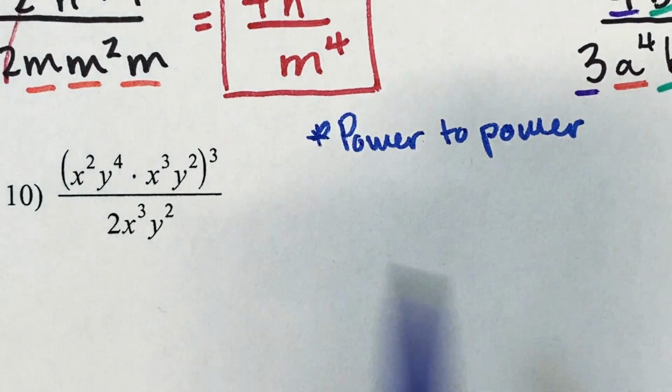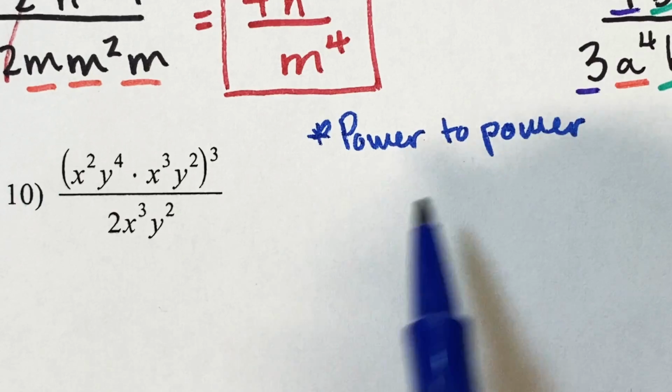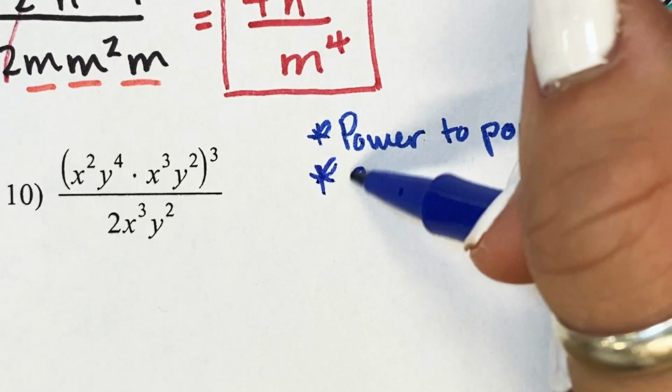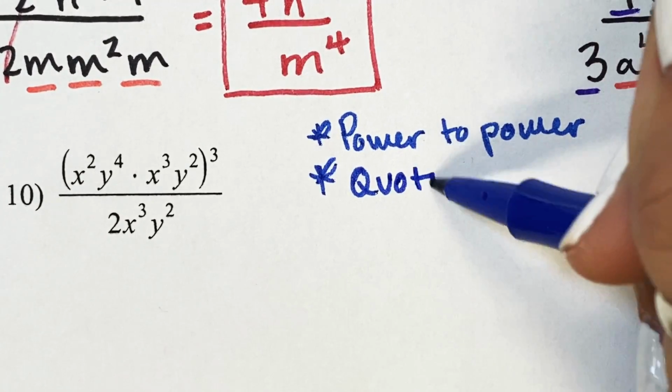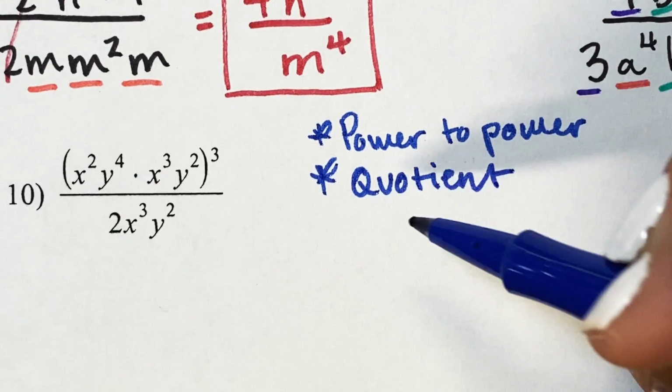Okay, so we know that parentheses to a power, that's power to a power rule. I also see a fraction bar, which tells me I might have to use quotient rule.